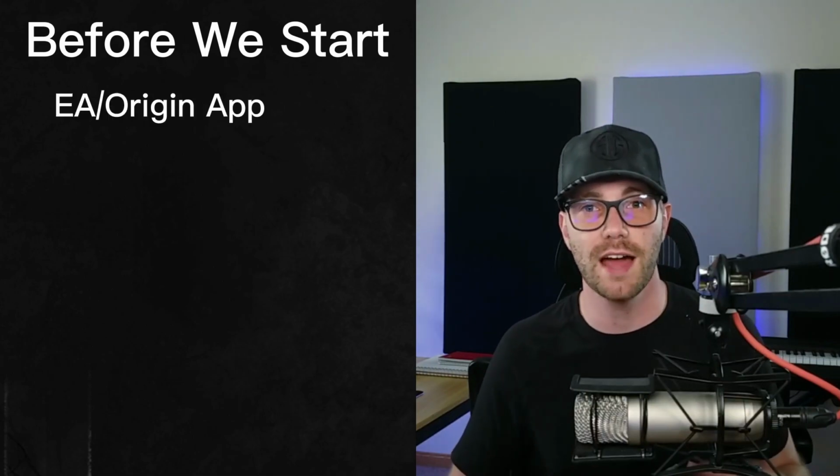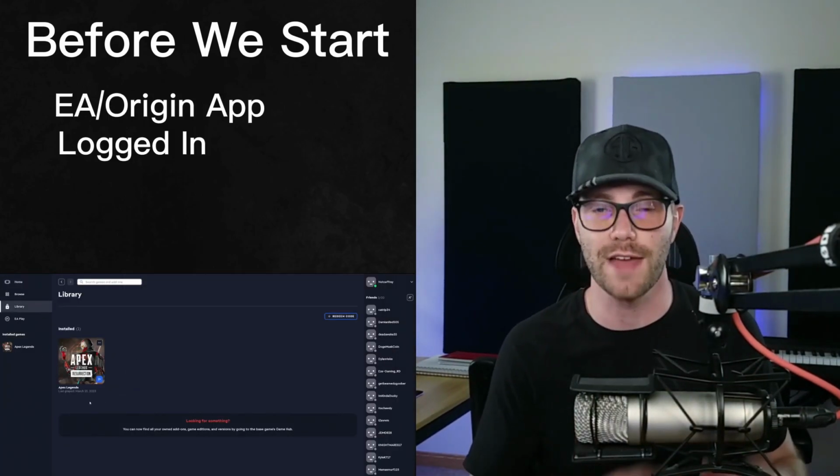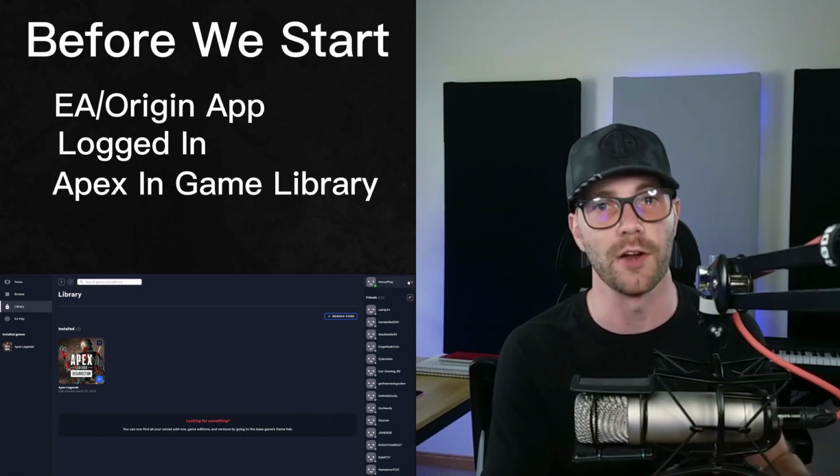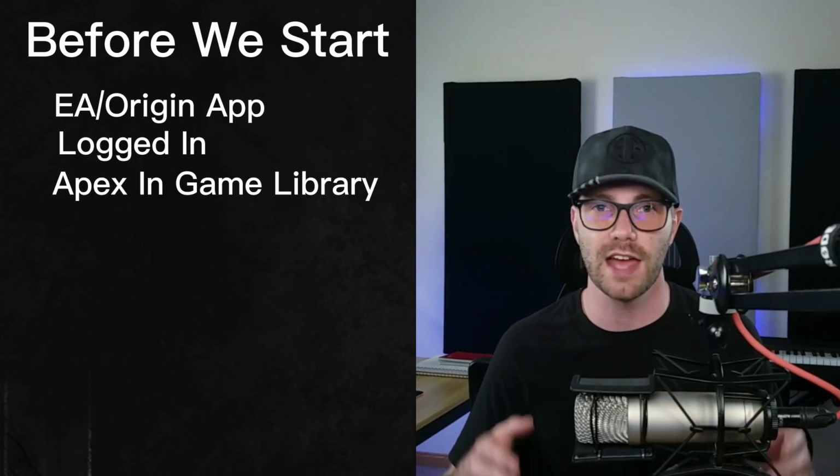Number one, you need to have the EA or Origin app installed, you need to be logged in, and you have to have Apex Legends in your game library. Now, you don't have to have Apex Legends installed on the EA app, you just have to have it listed under the game library. And the second thing we're going to need is a program to extract zip files. Now, I like to use WinRAR. Links for everything in this video will be down in the description.